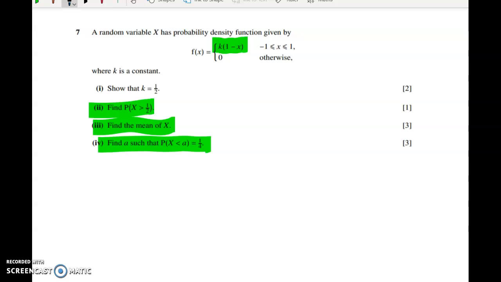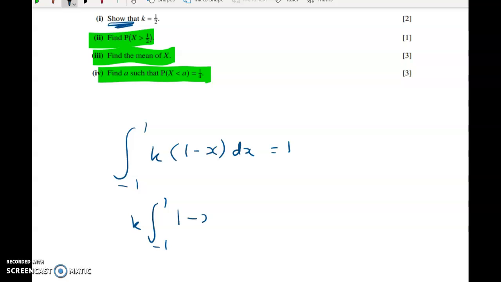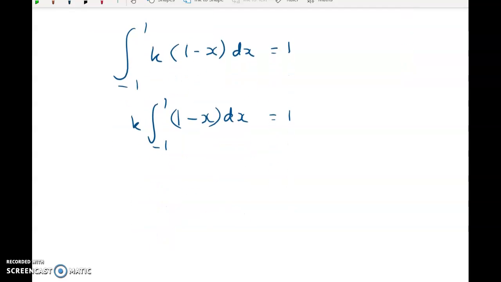So question 1, show that k equals 1/2. Because it's a show that question, you can't just jump steps. So we've got the integral from -1 to 1 of k times (1 minus x) dx, and that has to equal 1 because it's a PDF. So straight away I would pull that k out. I'd have k times the integral from -1 to 1 of (1 minus x) dx is equal to 1. That gives me the integral of x minus 1/2 x squared from -1 to 1 is equal to 1 over k.